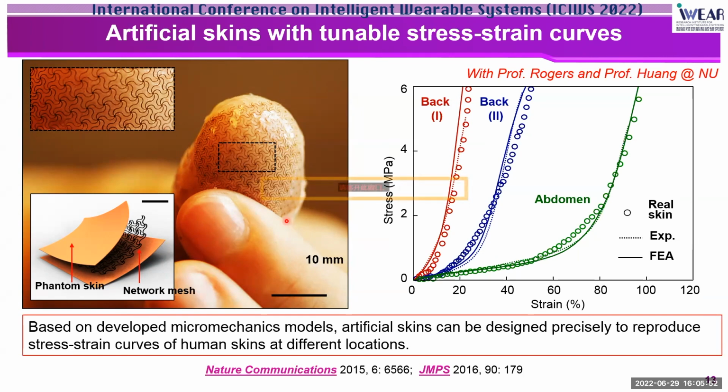And you will find that the skin at the abdominal region is much softer if you stretch it, and it reaches a much higher strain before it's hardening. So this is also evidenced by the experimental results of the real skin as shown on the right of this slide. So here, back 1 and back 2 correspond to two different locations at the back region. And here, based on the micromechanics models we published in JMPS in 2016, artificial skins can be designed to precisely reproduce the stress strain curves of human skins at different locations.